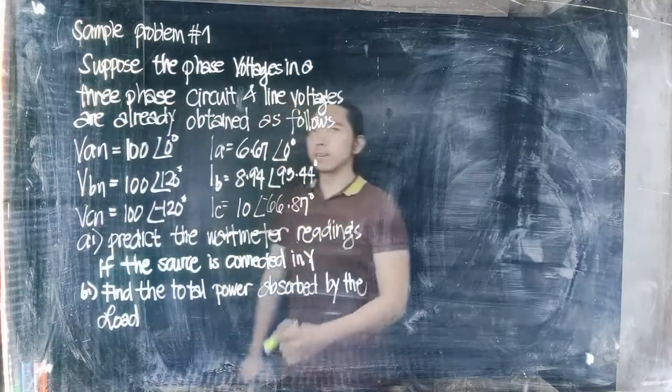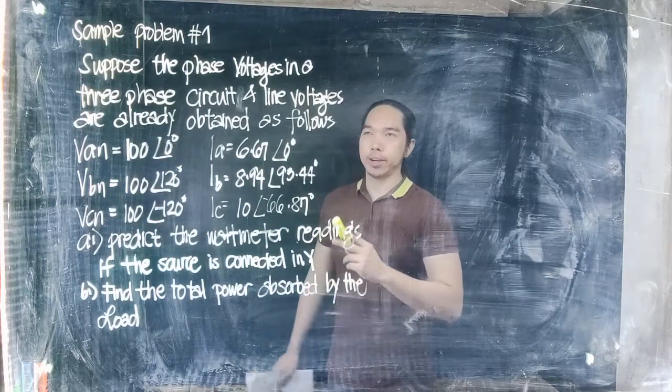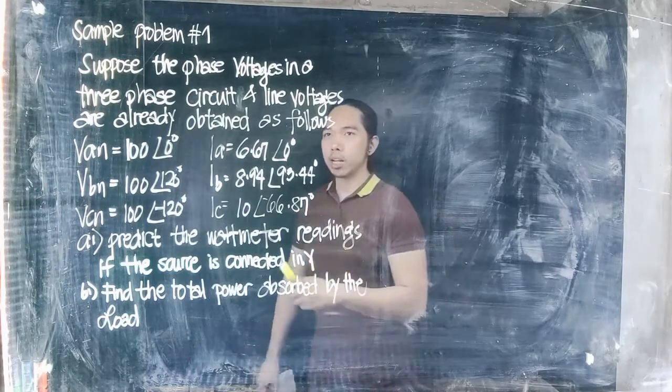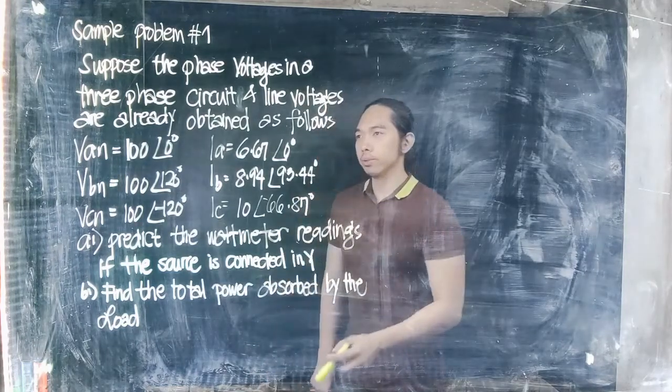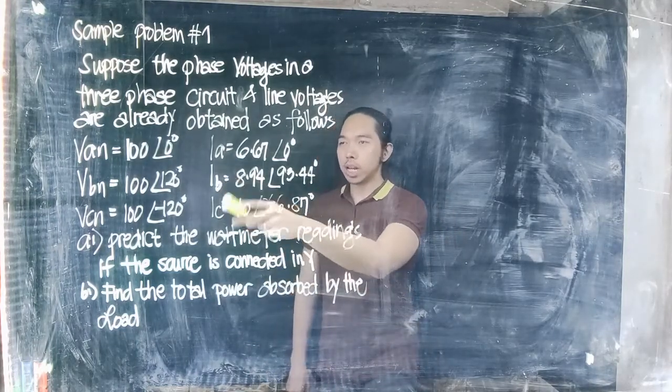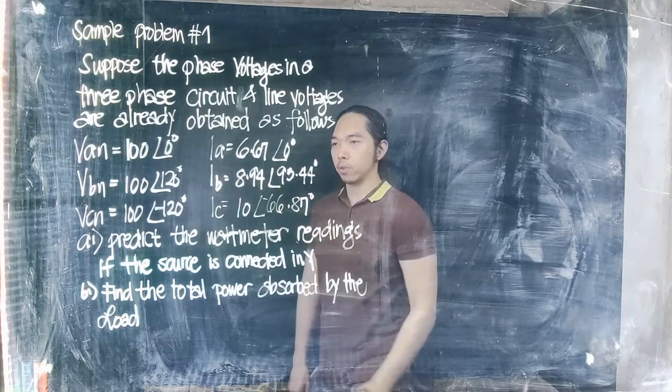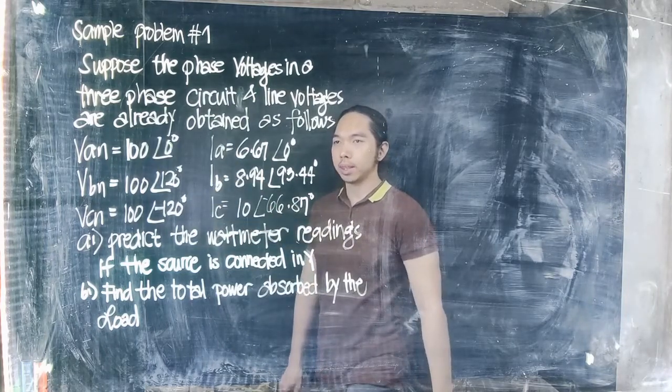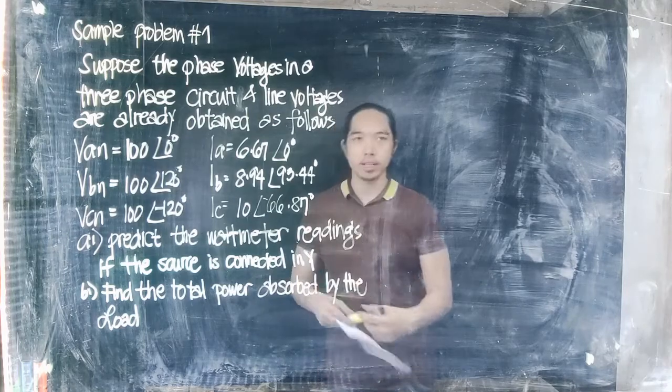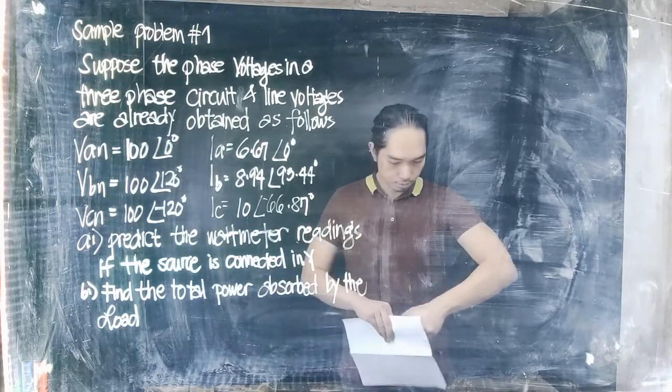Okay, so suppose that these voltages in a three-phase circuit are read out as follows: 100 angle 0, 100 angle negative 120, 100 angle positive 120. Okay, so I forgot to draw the circuit. So the circuit looks like this.